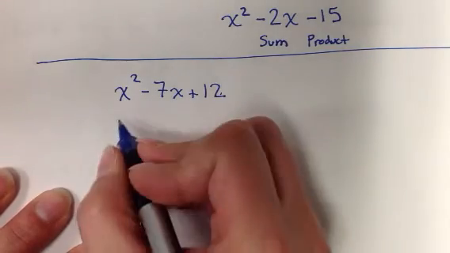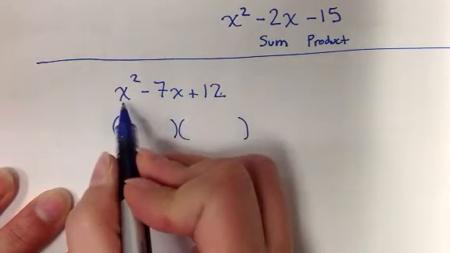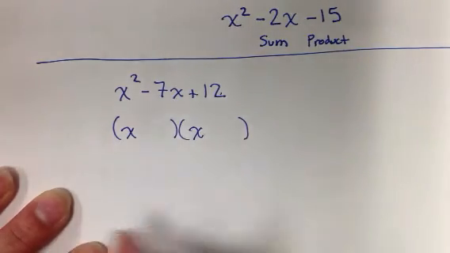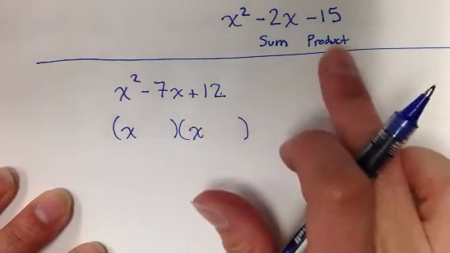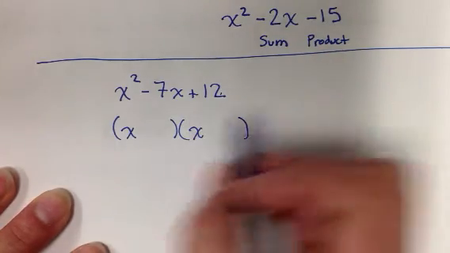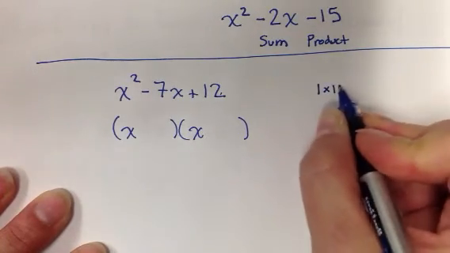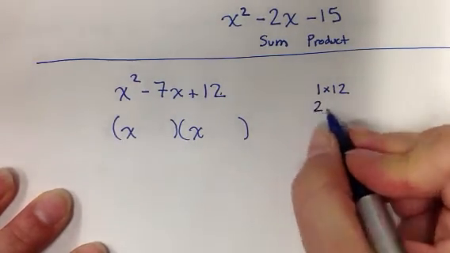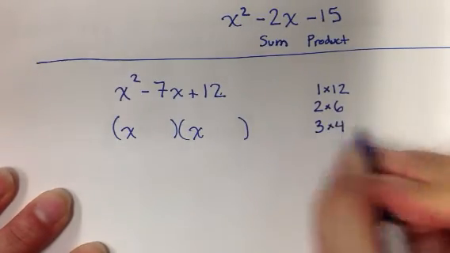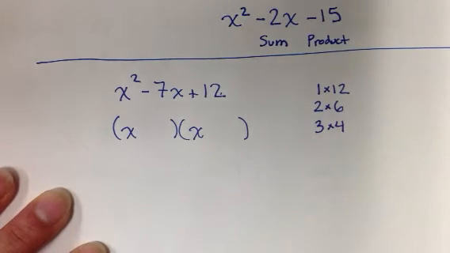So if it's a trinomial, the next thing I try is, can I break this down into two binomials? Well, to get x squared, that comes from x times x. Now remember, the last term is going to come from the product of the two numbers in the parentheses. So I'm going to go through and look at my factors of 12. 1 times 12 gives me 12. 2 times 6 gives me 12. 3 times 4 gives me 12. And next would be 4, but I've got it up here, so I know I've covered them all.